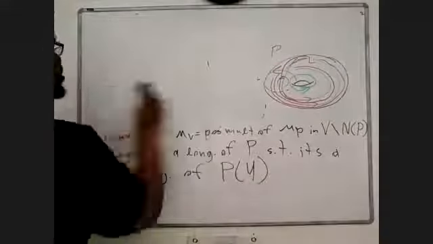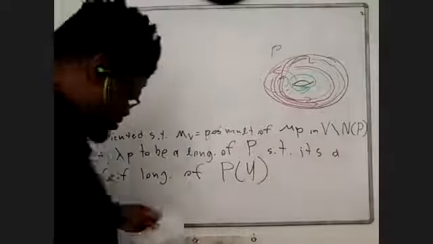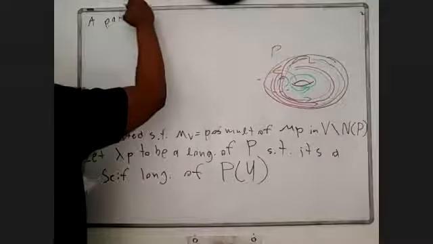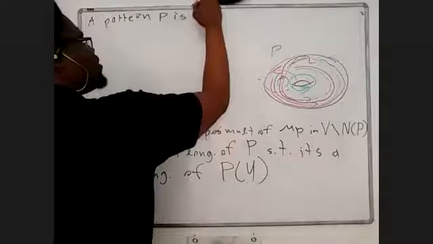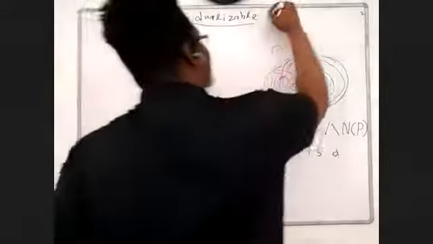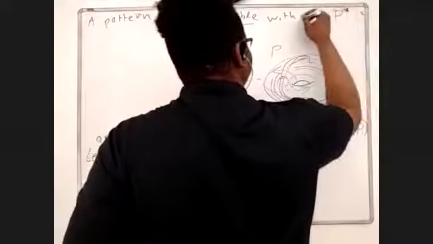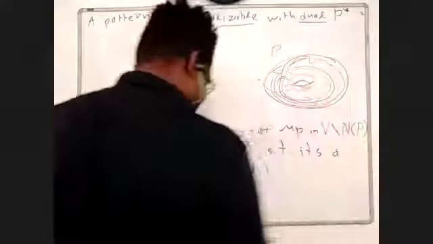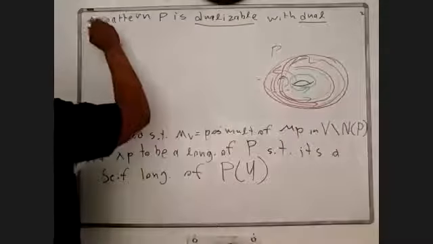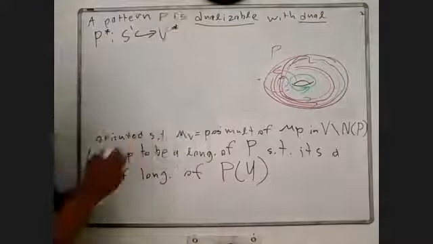Let's erase this much. I need the picture. We say that a pattern is dualizable and it has some dual P star. Maybe I should say pattern. Some dual pattern, I should say.